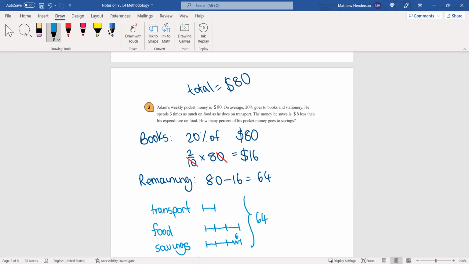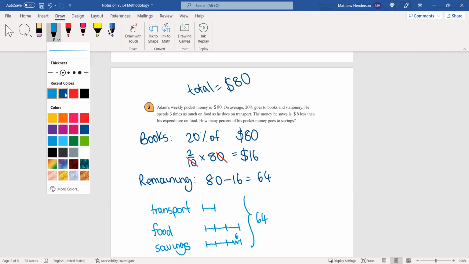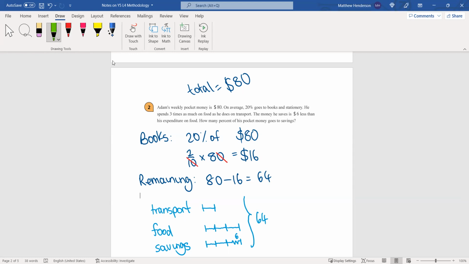So adding up the 3 different things, we've got transport, food, and savings. Adding up the line segments, I can see I get 1, 2, 3, 4, 5, 6, 7 parts, except that last part is 6 short. So that tells me that 7 of those parts minus 6 for that last one is going to be equal to the $64 that he's got remaining.